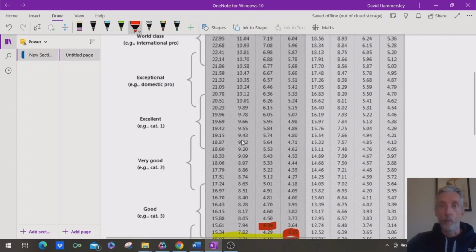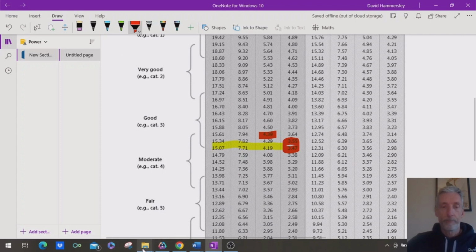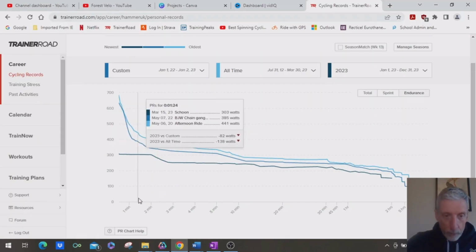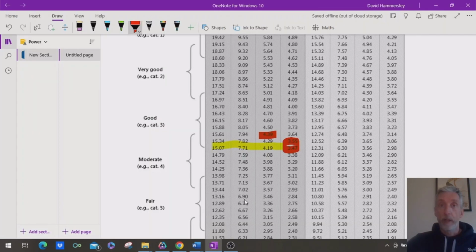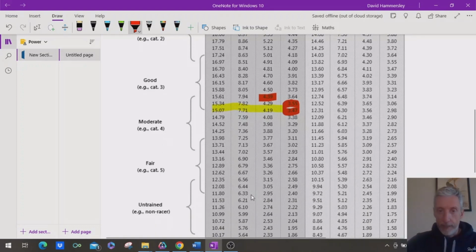But if I look at my 1 minute power, my 1 minute power was or is only about high 400s, 500 at the best I was for, let's say, 450. So let's see where my 1 minute power is on the power chart. And that equates to, ooh dear, down here somewhere, around there. So I can clearly see what I need to work on.